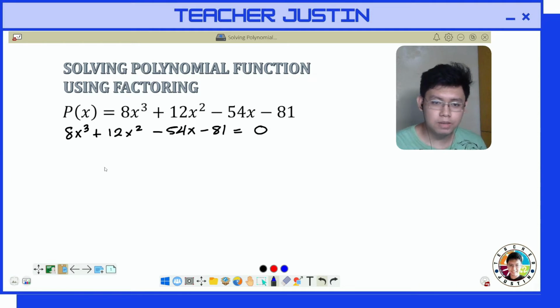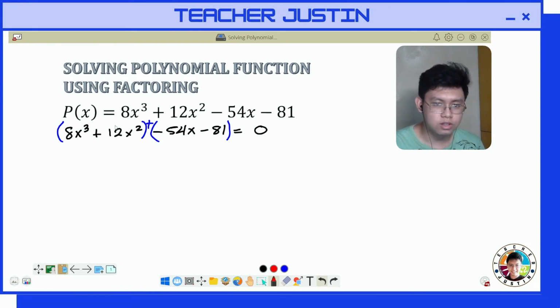Then our next step is for us to factor our polynomial using factoring by grouping. So we will group our first term and second term, third term, and our fourth term, inserting the addition symbol in between them to separate the first group from the second group. Then, our next step is for us to factor each group using common monomial factoring.